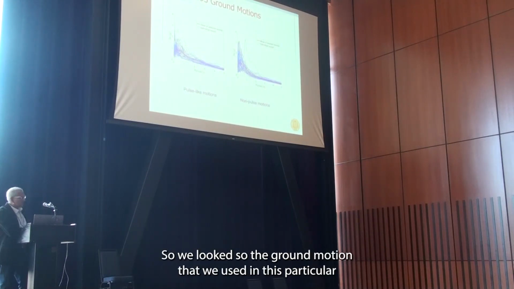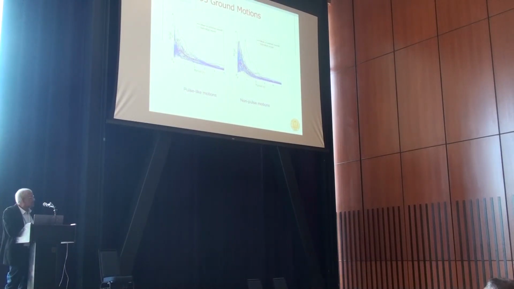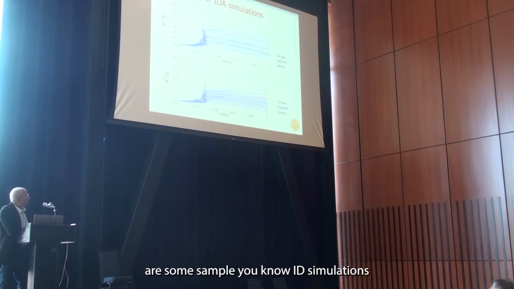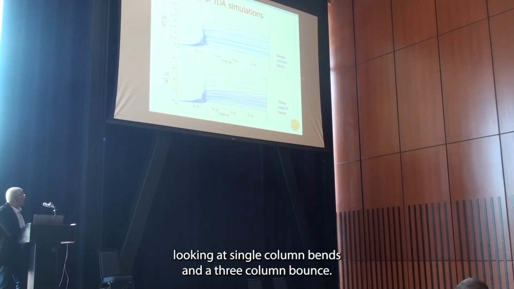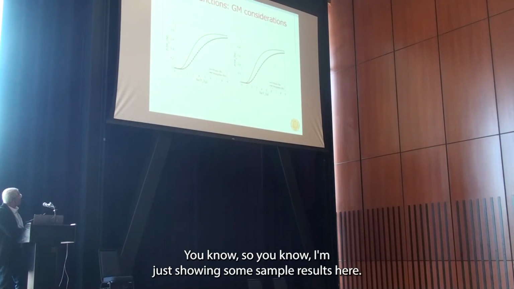So the ground motions we used in this particular study were, for those of you familiar with the FEMA P695 ground motions, grouped into pulse-like and non-pulse-like motions. And these are some sample IDA simulations looking at single column bends and at 3-column bends. Like I said, we also did them for 2-column bends as well. I'm just showing some sample results here.